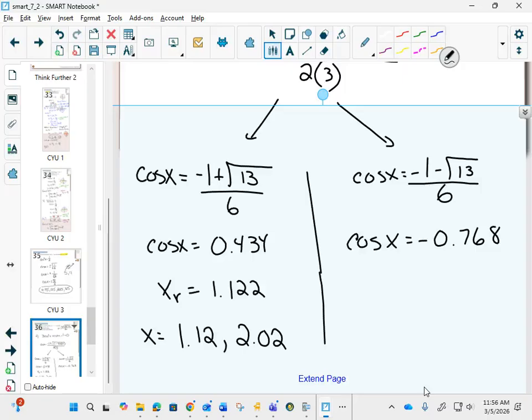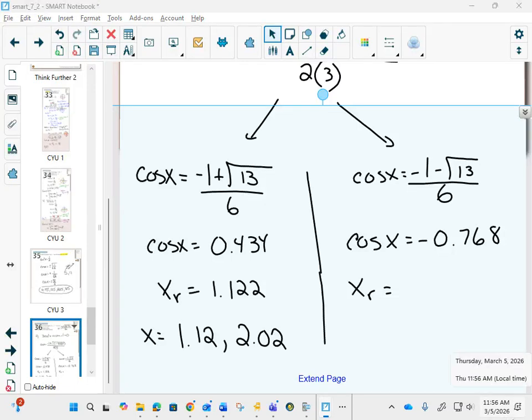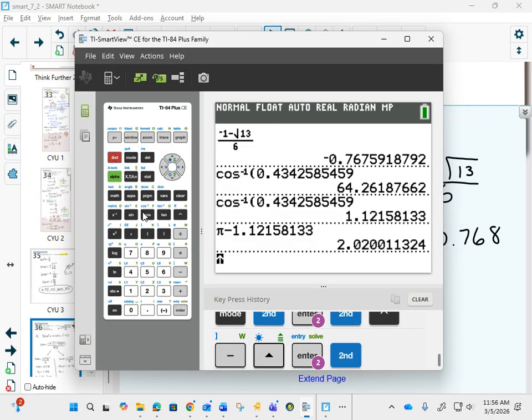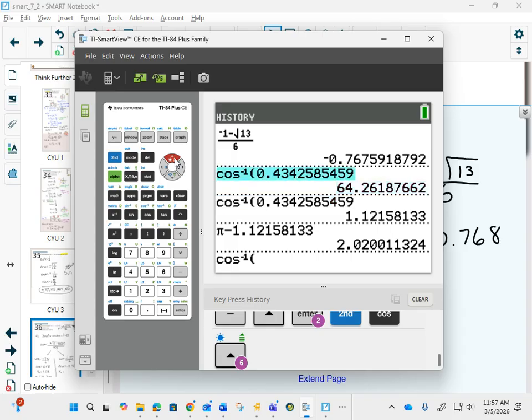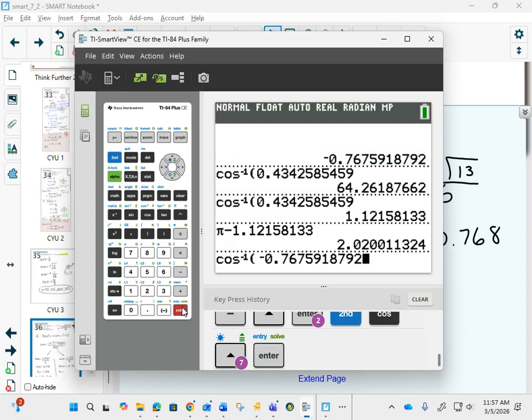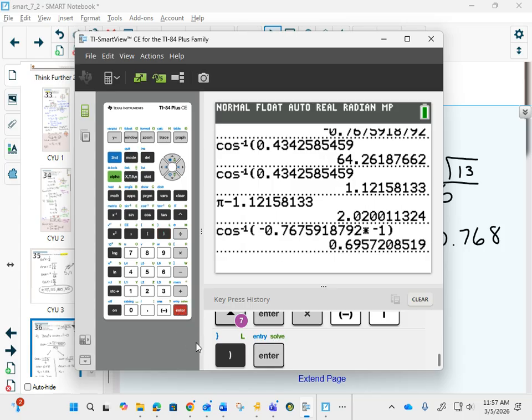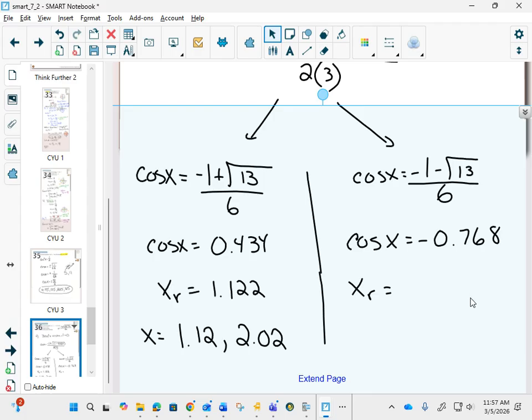On the other side, I'm going to find my reference angle. Again, I'll go cos inverse of this one. Of course, that has a negative, so I need to multiply by a -1 to make it positive. Find my reference angle. 0.696.